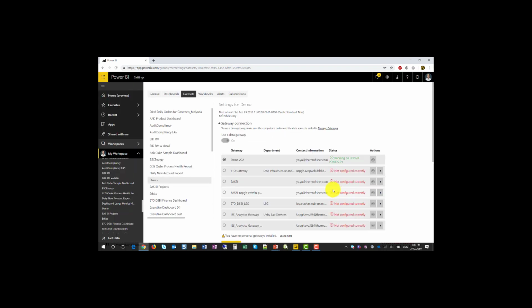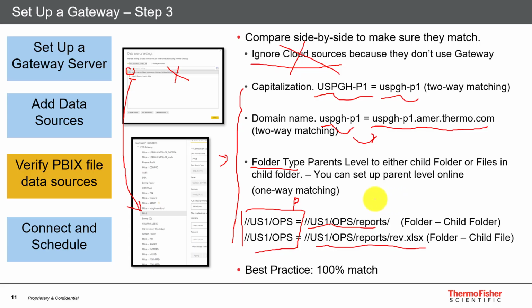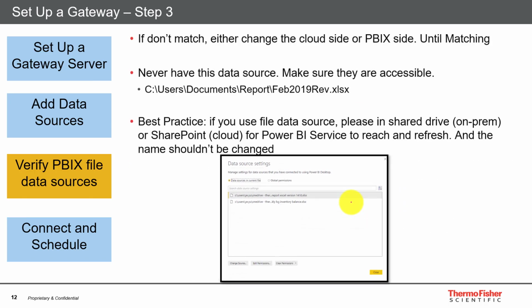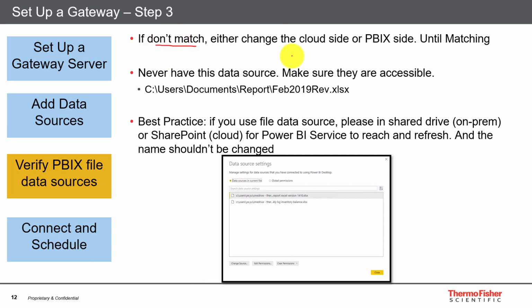Let's go back to see some final tips. All right, for the matching, we have some final tips for you. The first thing is, if you find they don't match, either change your cloud side in the data gateway, switching that data source, or go to the PBIX side to change the data source until it is matched. The second thing is best practice: never have a data source that looks like this.